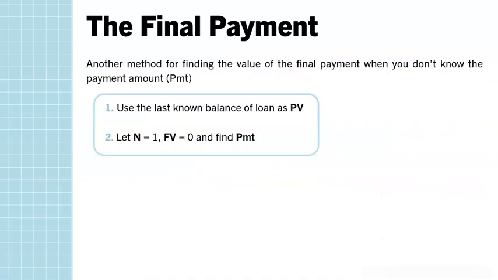Another method for finding the final payment is for when you may not have been given the regular payment amount. In this scenario, you should know the future value just before the final payment. So that means you've got one more payment to make. There are ways of doing that by calculating the interest as we would in an amortization table, but I'm showing you here how you can do this with your calculator.